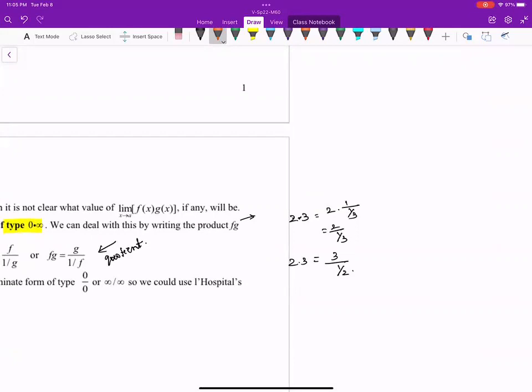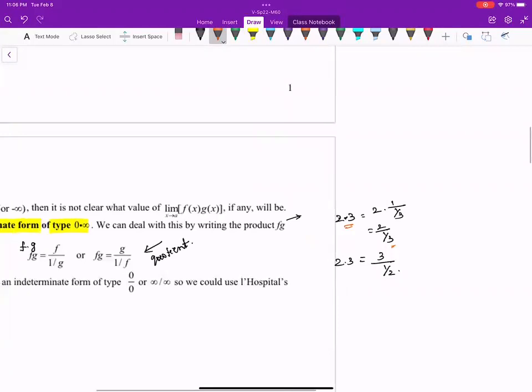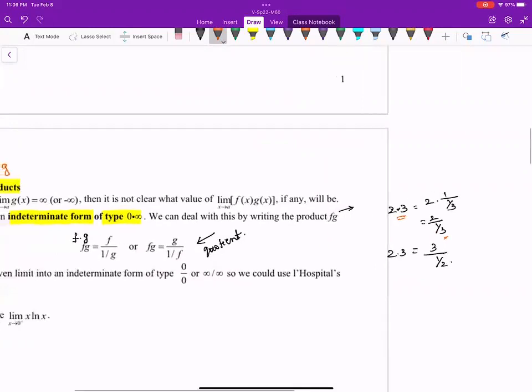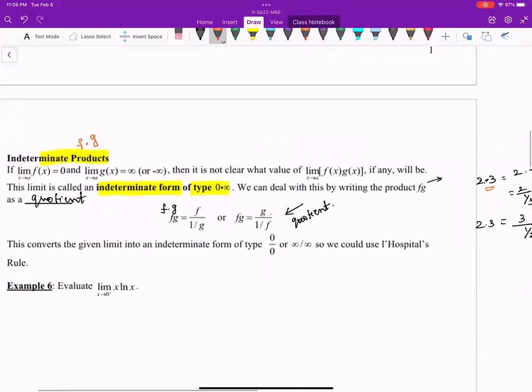It can be written as 2 times 1 over 1 over 3, or 2 over 1 over 3. These two are one and the same. Same way, 2 times 3 can be written as 3 divided by 1/2. So that is a trick we want to use because L'Hopital's rule can be applied only to quotients, which means something in the numerator over something in the denominator. So f times g can be written as f over 1 over g, or fg can be written as g over 1 over f. This converts a given limit of an indeterminate form of type 0 times infinity to type 0 over 0 or infinity over infinity. So now we could apply L'Hopital's rule.